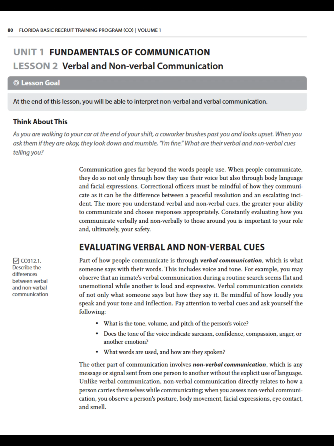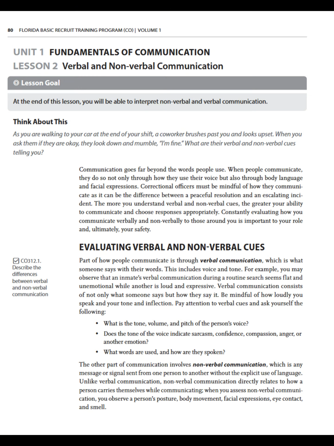Page 80. Unit 1, Fundamentals of Communication. Lesson 2, Verbal and Nonverbal Communication. Lesson goal. At the end of this lesson, you will be able to interpret nonverbal and verbal communication.